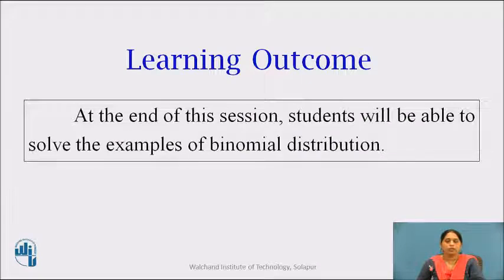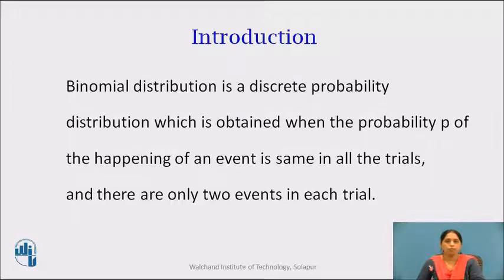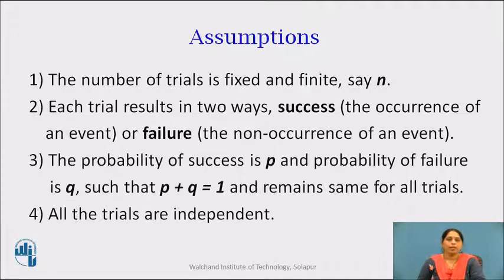The learning outcome is, at the end of this session, the students will be able to solve the examples of binomial distribution. The binomial distribution is a discrete probability distribution which is obtained when the probability small p of the happening of an event is same in all the trials and there are only two events in each trial. It can be applied to any experiment which satisfies these assumptions.